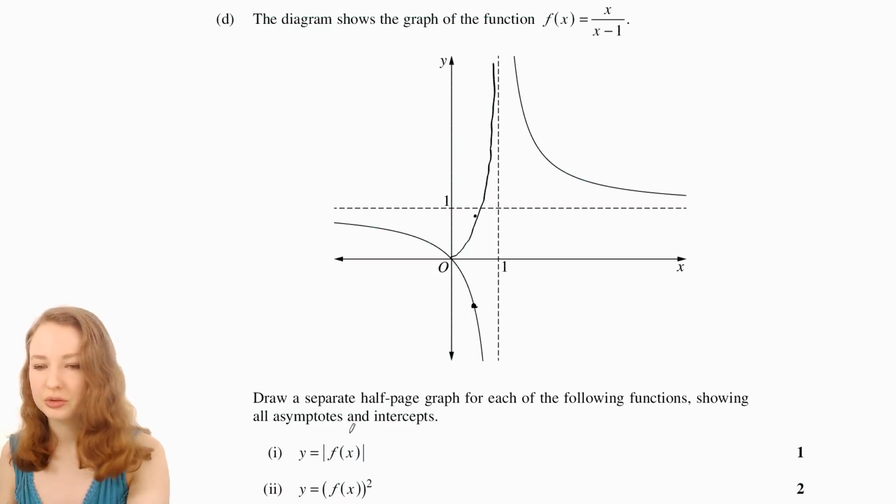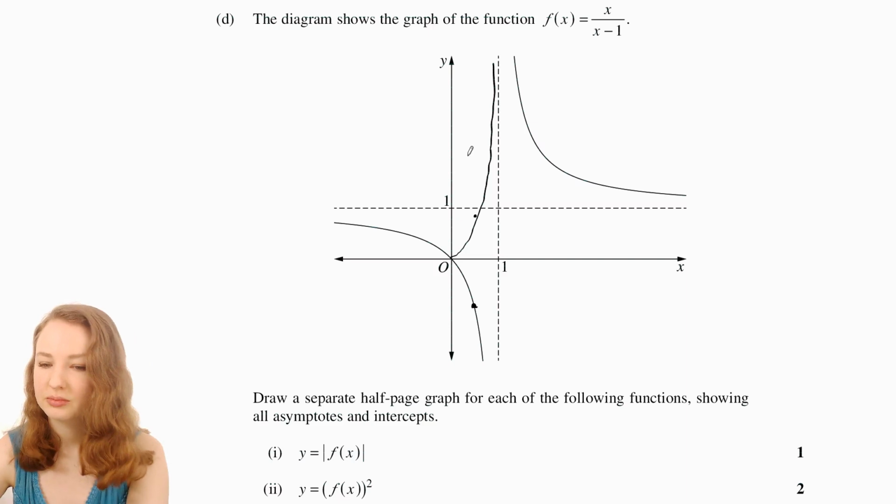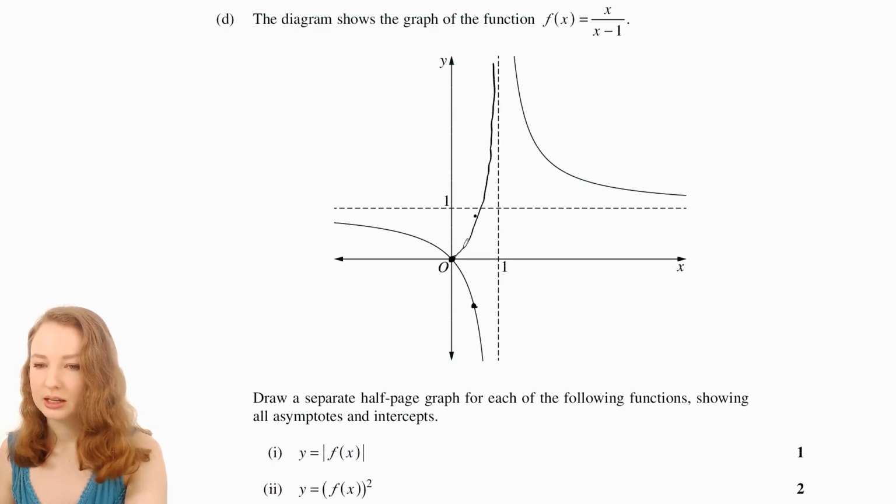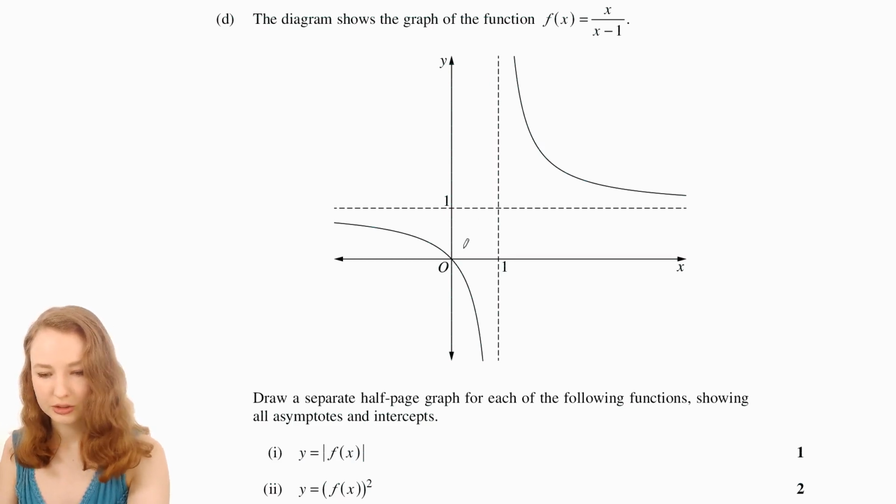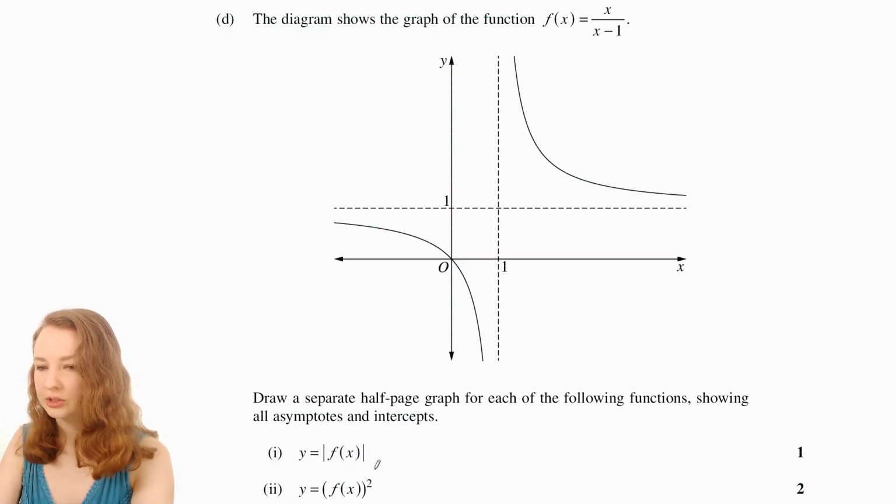Same asymptotes, same intercepts, just that one intercept. And yeah, so that's it for that one. For part 2, f of x squared.